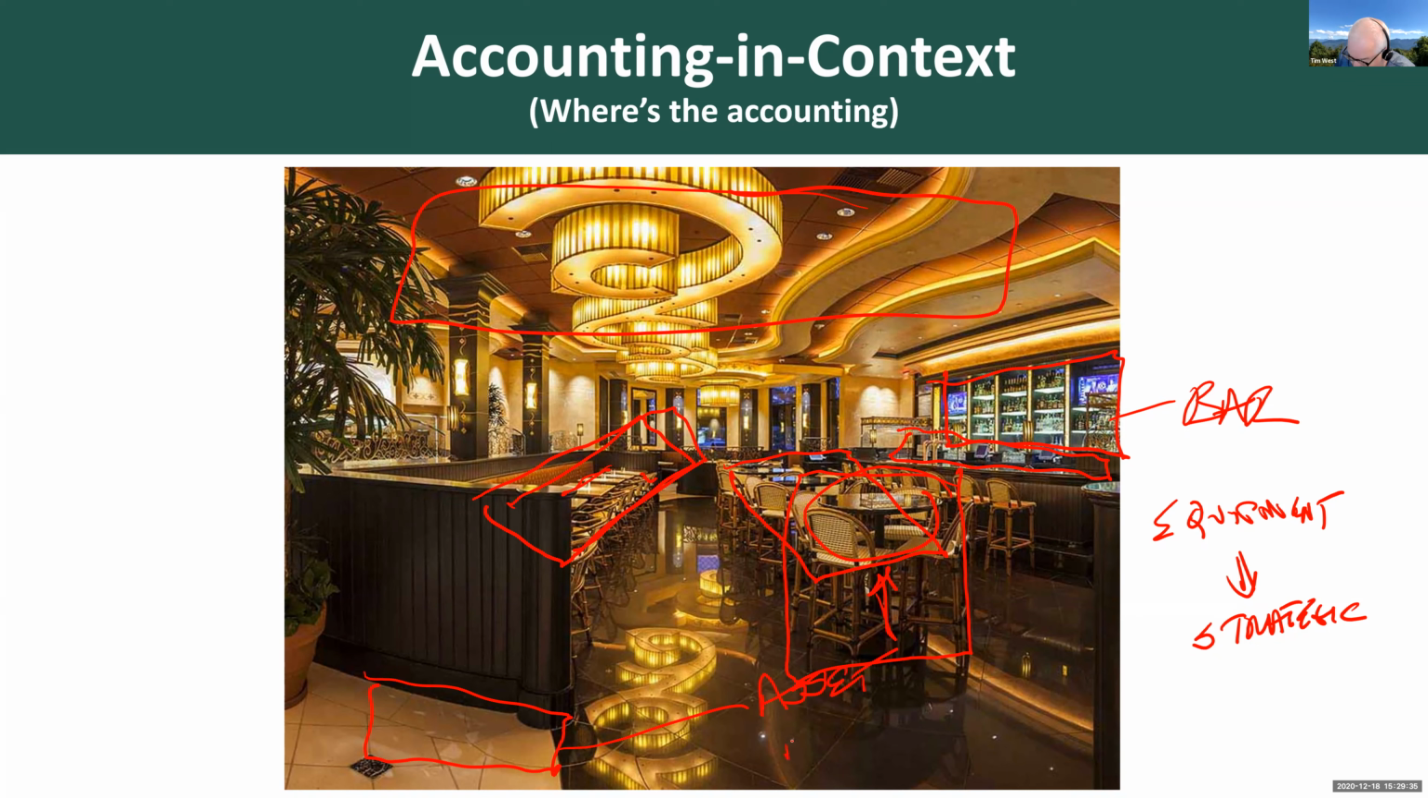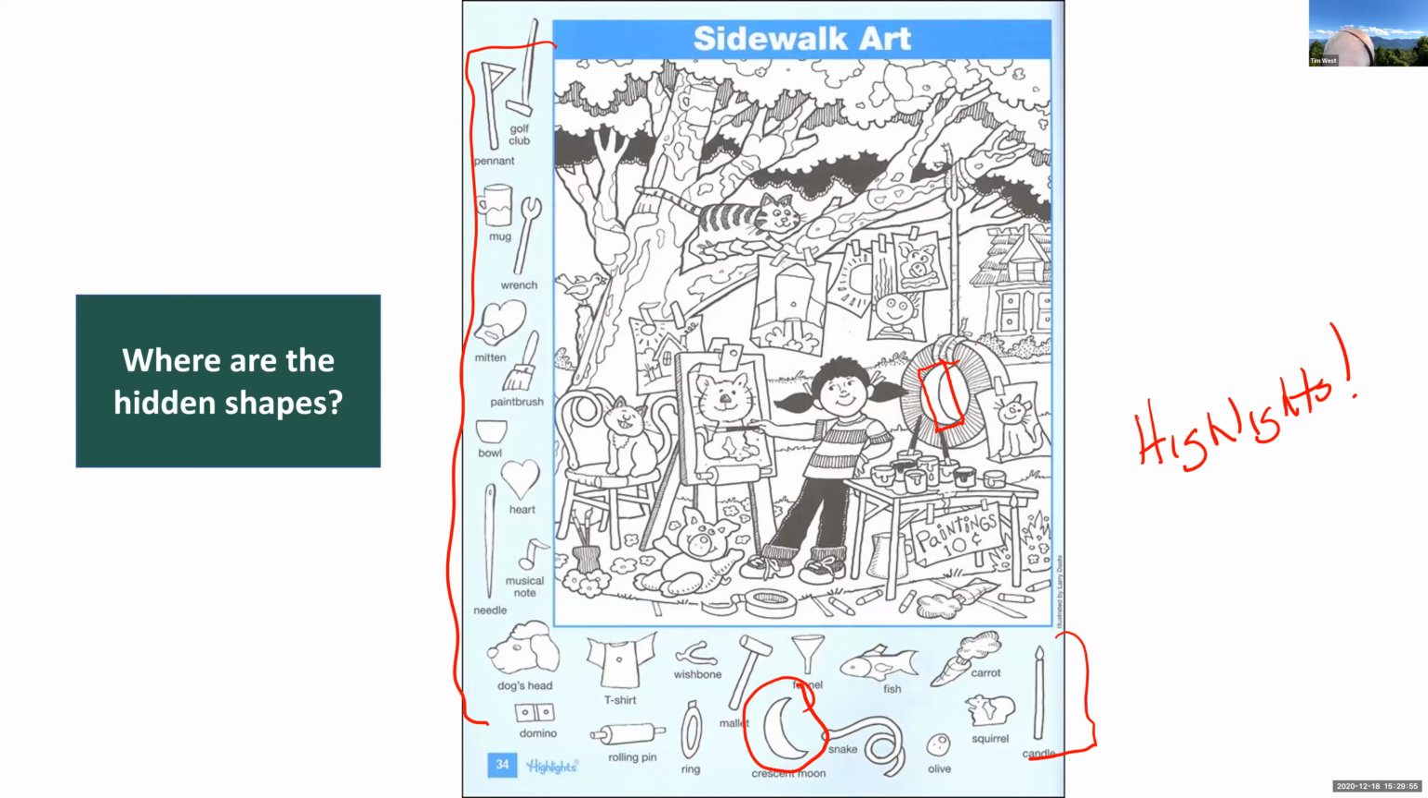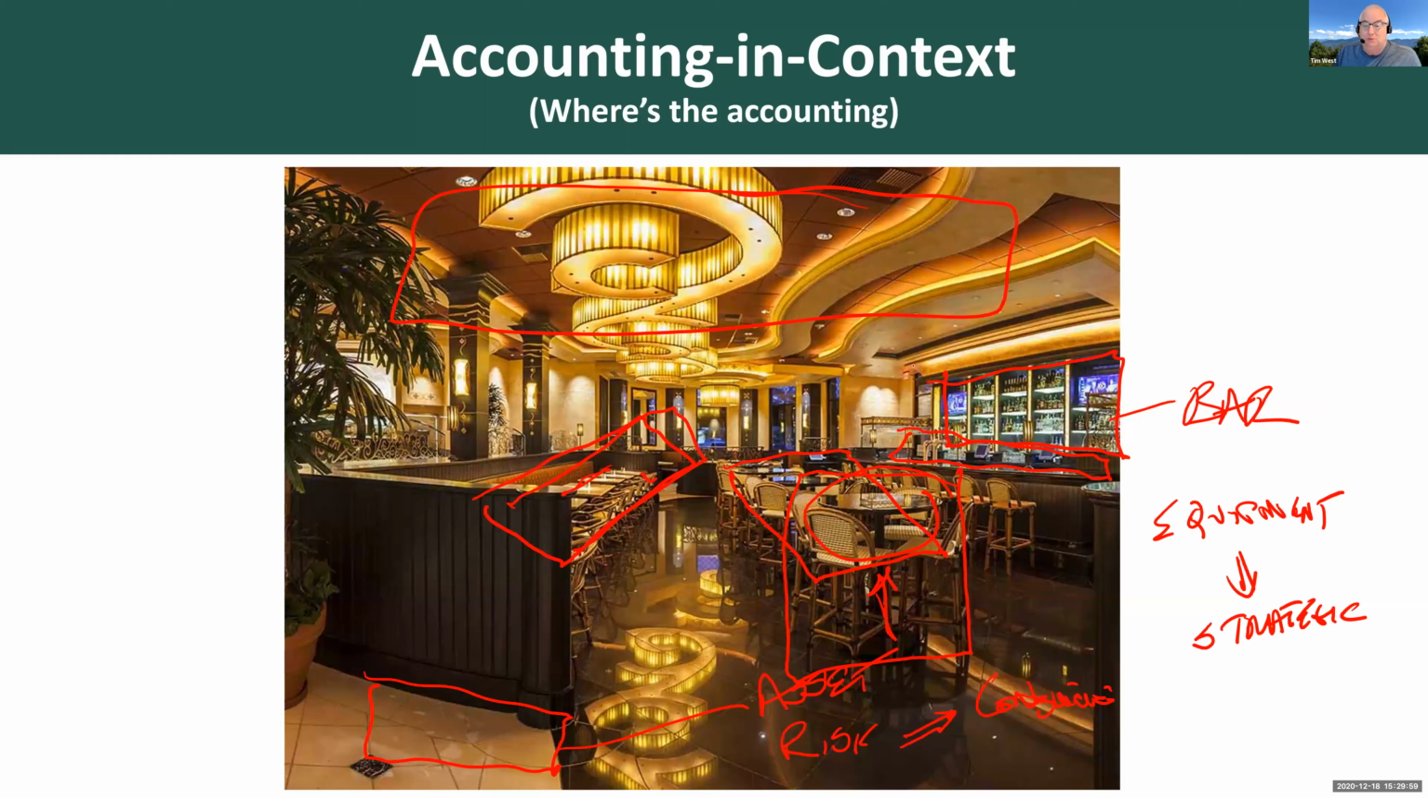However, the risk of having someone slip on a slippery floor, that winds up, and you remember we talked about those contingencies? That's a lawsuit waiting to happen. Anyway, with that, you can find the hidden accounting, just like you can find the hidden crescent moon inside of an old Highlights puzzle. So with that, I think I'm done with the overview for Module 1.